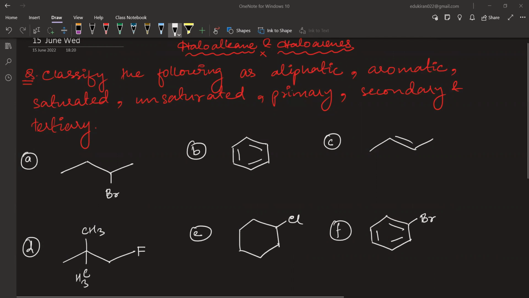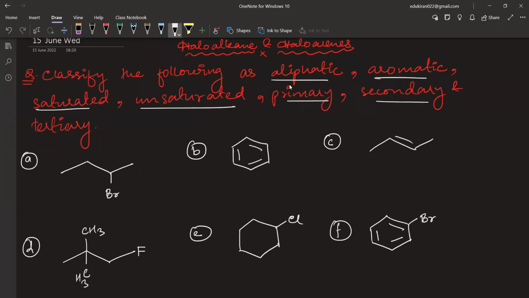Now, raise your hand if you don't know the meaning of any one of these terms: aliphatic or aromatic or saturated, unsaturated, primary, secondary, tertiary. Okay, so almost all of you don't know the meaning of these. Please keep your hand raised if you don't know the meaning of aliphatic.